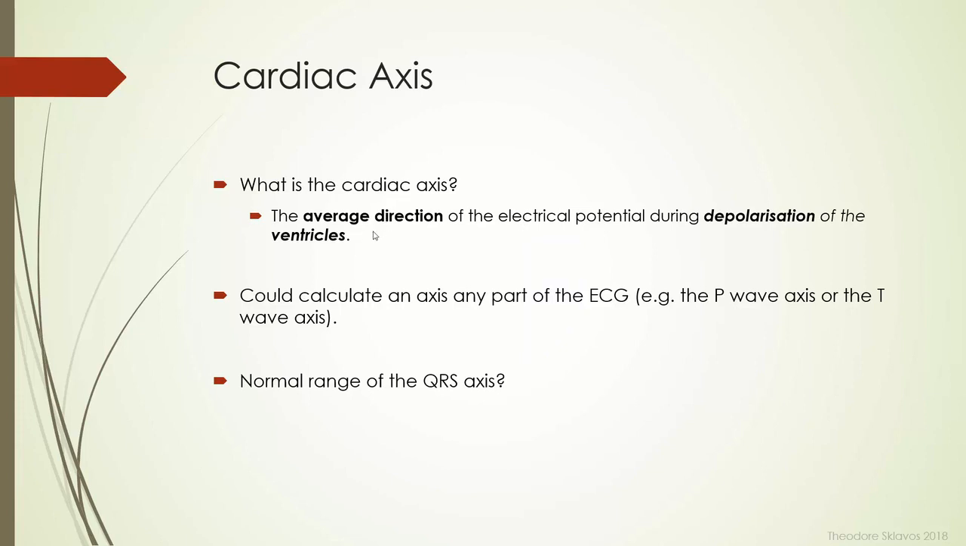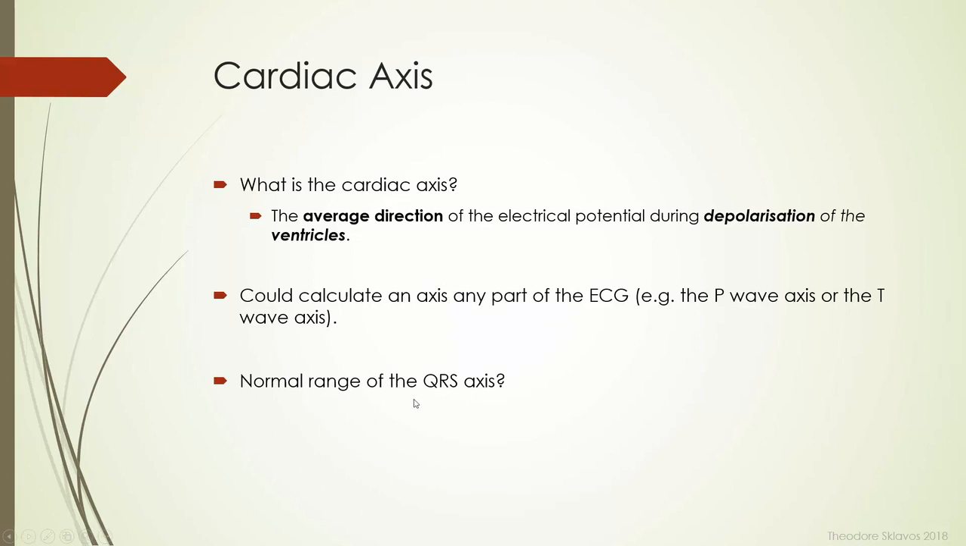Now, we can describe an axis for just about any part of the ECG. In fact, what we were just talking about with the P wave in sinus rhythm, well, that was just the P wave axis. We were saying that the P wave axis is down and to the left, okay, in sinus rhythm. So you guys are actually already all over axis. Now we're just going to talk about the QRS axis.